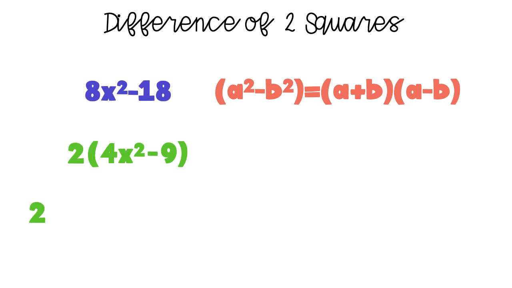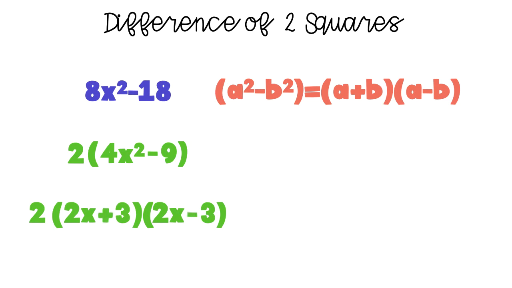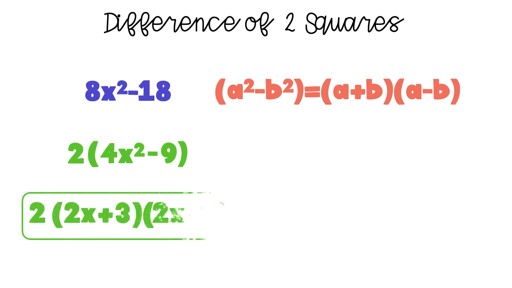When you see a difference of 2 squares, you want to open up 2 sets of parentheses. You look at the first term and you take the square root. Put it in the front of both parentheses. Then you want to look at the last term and take the square root. Those go in the back. One gets a plus, one gets a minus every time. That is our final answer.